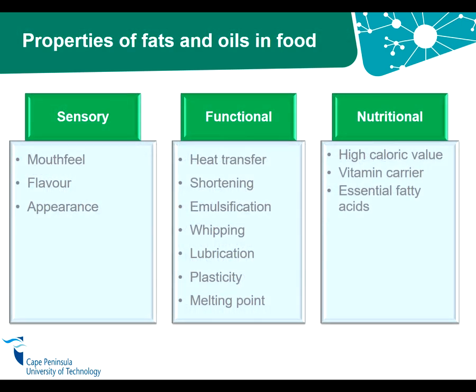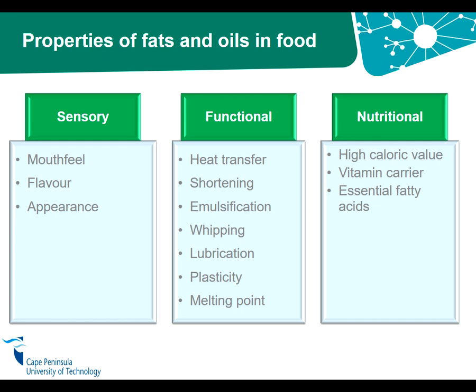So we know that the properties of fats and oils in food, they've got sensory properties, functional or techno-functional properties, and then we've got nutritional properties. So the sensory properties include mouthfeel, providing mouthfeel to the flavor. You know how fat products are really nice, especially if you consider products such as KFC. For those of you who consume KFC, it is deep fried meat, so that also has flavor, and it could also contribute to the appearance of the product.